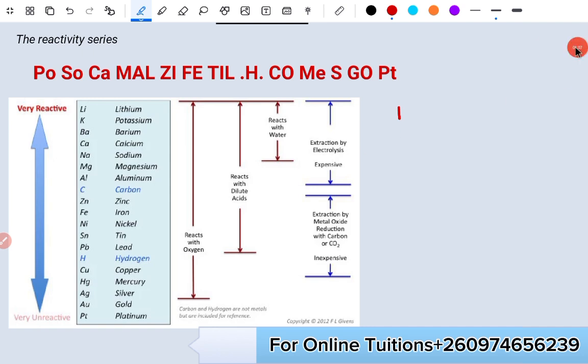Okay, they can be extracted by electrolysis. The metals below carbon, you can extract using the reduction method with coke, which is carbon itself. For the metals below hydrogen, sometimes you just use thermal decomposition or other methods, because they're very unreactive, so it's not difficult to extract some of these. Okay, so without wasting time, let's go into the extraction of metals, starting with aluminium.